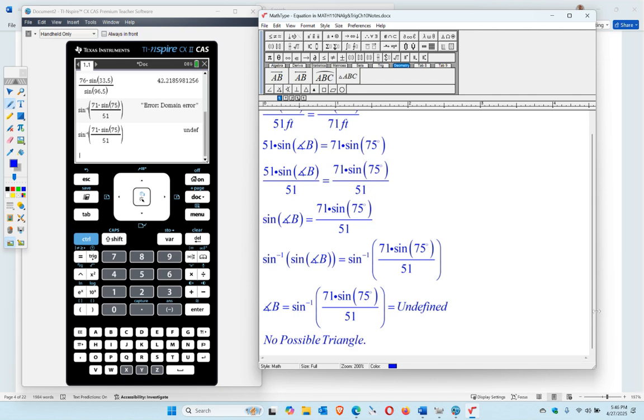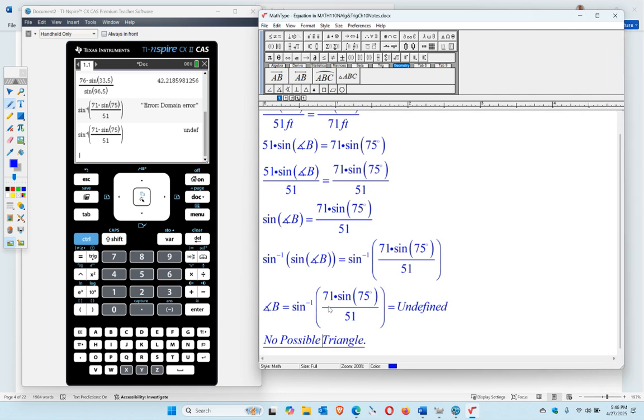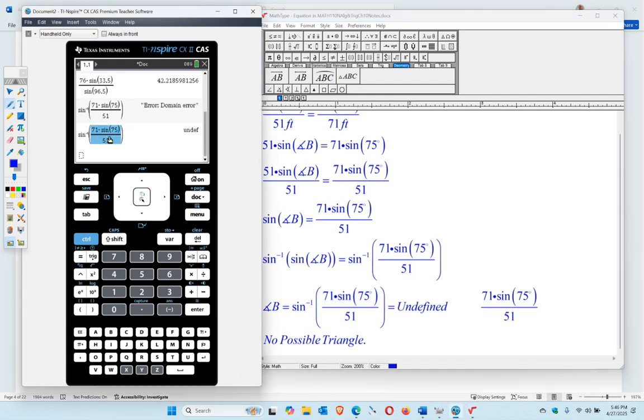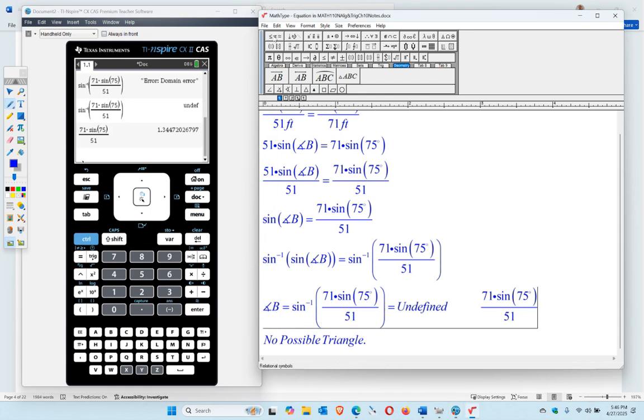Okay, let's see about why that is essentially. So if I take this value right here, copy and paste, I'm going to take that in my calculator. What is it approximately? That's about 1.3447. Right? So why didn't it work? Well, the value can only be between -1 and 1.